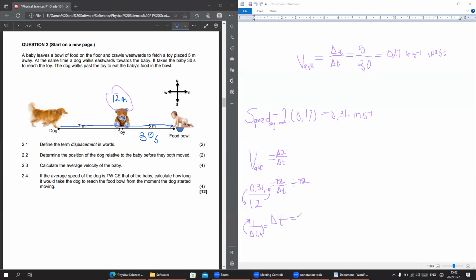is equal to 12 over 0.34, which is going to be 35.29 seconds.